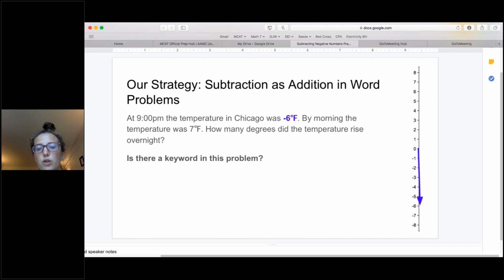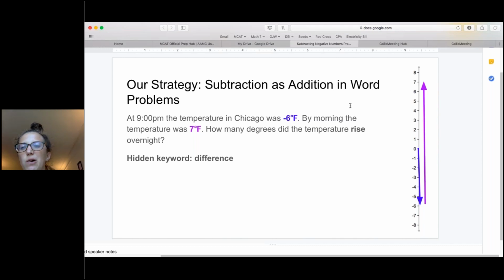Subtract. No, subtract I think you said, or add. Okay. Tell me about what you see that's telling you to do that. It said Chicago was negative 6, by morning the temperature was 7. So it rose. So it's plus, adding how many degrees the temperature rose by. So you're thinking about adding, like finding a difference between negative 6 and 7.